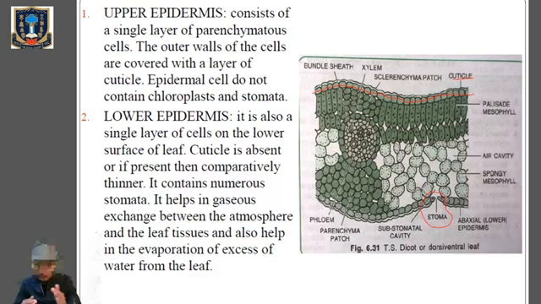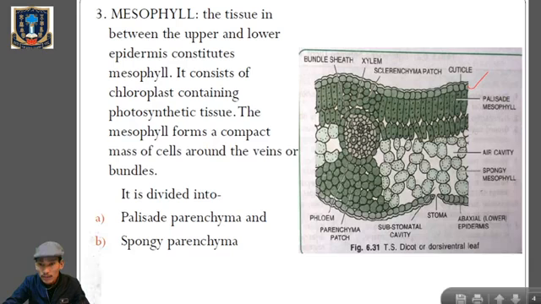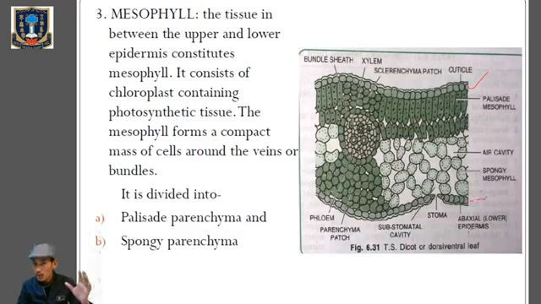So we have just finished the upper epidermis and the lower epidermis. Now let's move to the next part of the dicot leaf, that is mesophyll. This mesophyll tissue is present in between the upper and the lower epidermis. Now which part is the upper epidermis? This part is the upper epidermis and this part is the lower epidermis. The upper epidermis contains the cuticle, whereas in the lower epidermis the cuticle may be absent, or if it is present it is very thin.